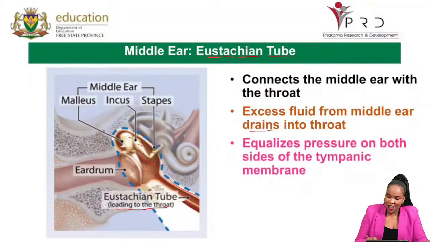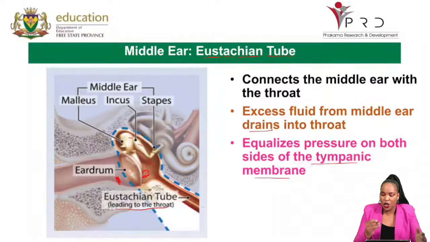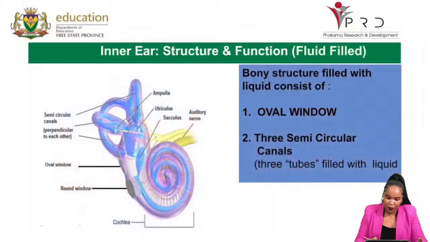Luckily for you. Then it also equalizes the pressure on both sides of the tympanic membrane. Very important. So it equalizes the pressure from side number 1 and side number 2. So on both sides of the tympanic membrane, this eustachian tube is going to equalize that pressure.